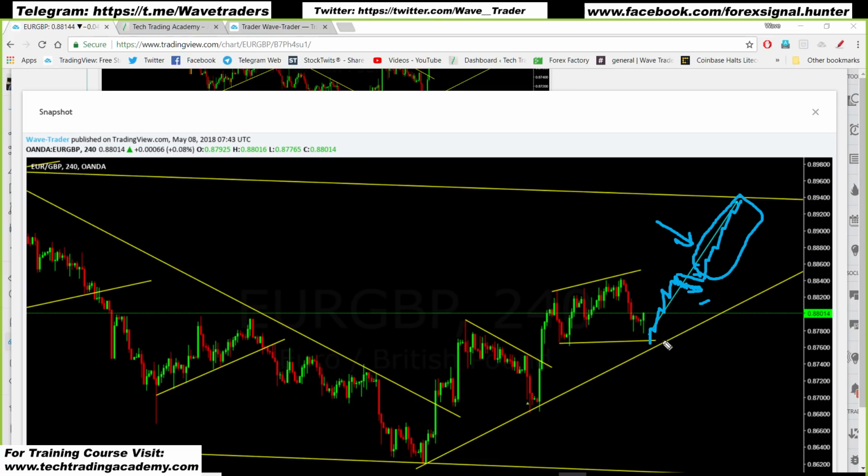The best place to buy the euro pound for a short-term trade was back there. If you are not in that trade, make sure you trade carefully for that much money. There is going to be another good trade once price hits that trend line on the downside. If you don't want to take that trade, then wait for price to hit the top and reverse from that top.